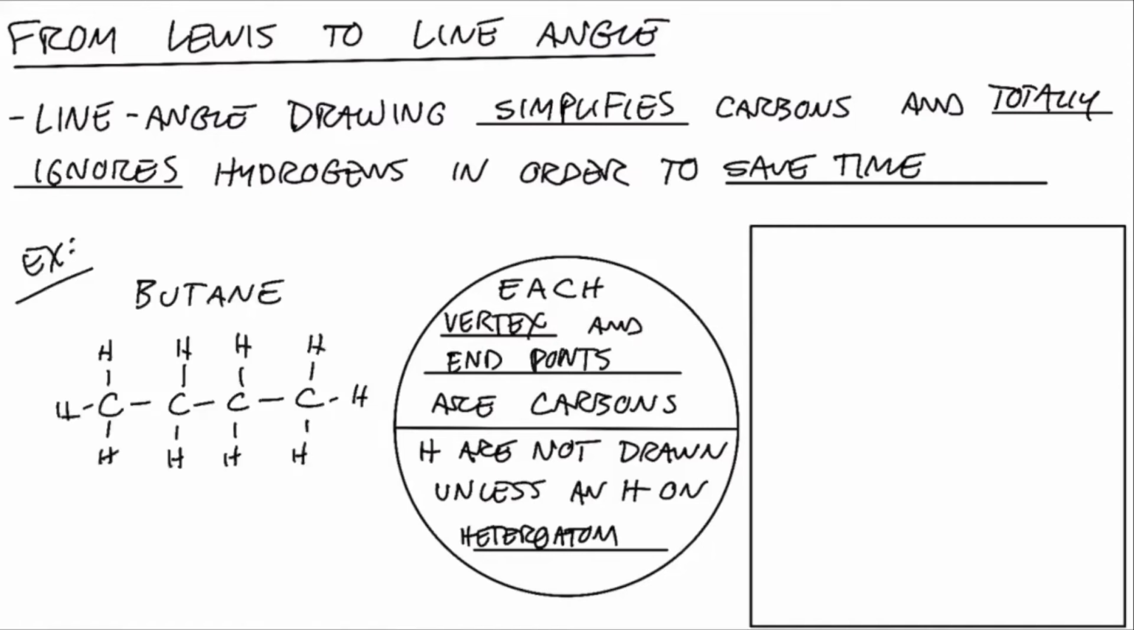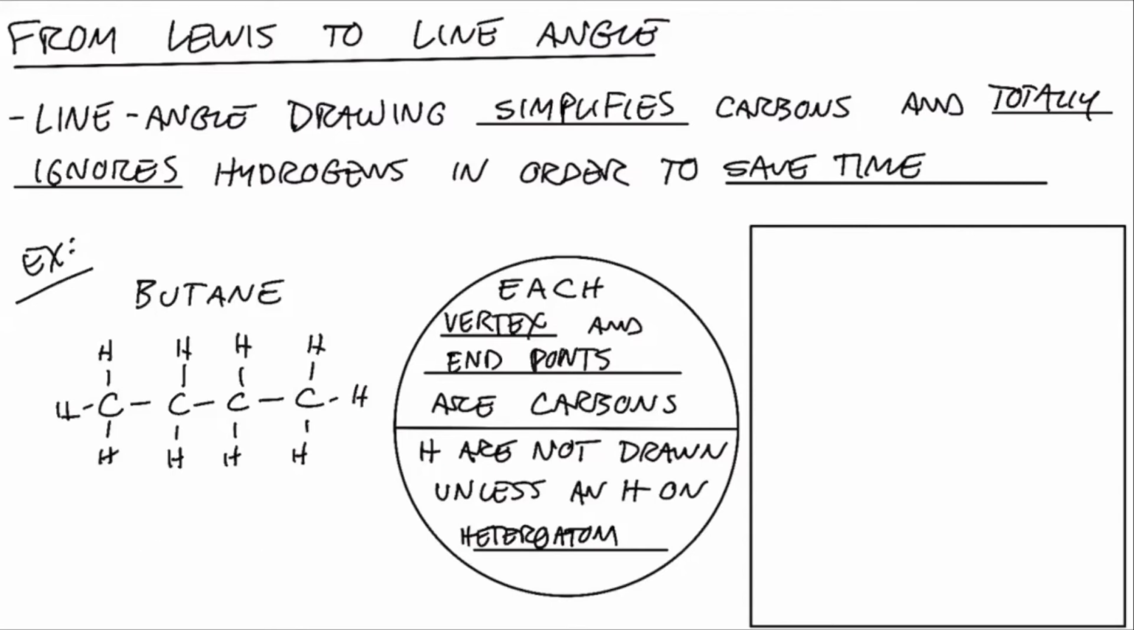Here's a molecule called butane. You don't need to know about the name yet, but it has 4 carbons in it and a bunch of hydrogens, 3, 5, 7, 10 hydrogens. So that took me 10, 20 seconds to draw, but I'm going to be able to draw butane in a line angle formula in probably less than 3 seconds. Here we go. There we go.